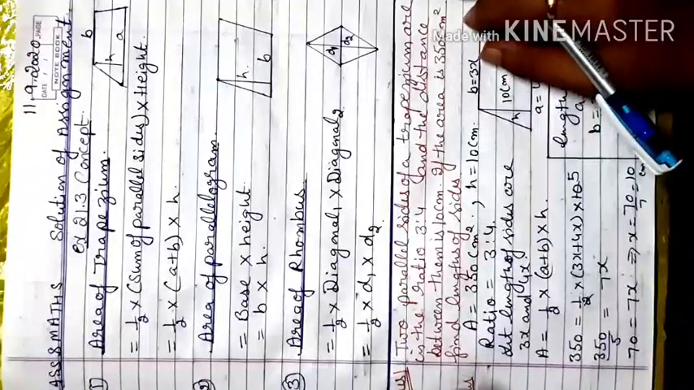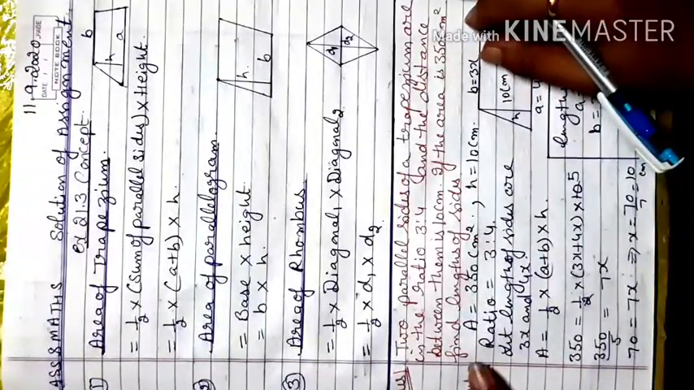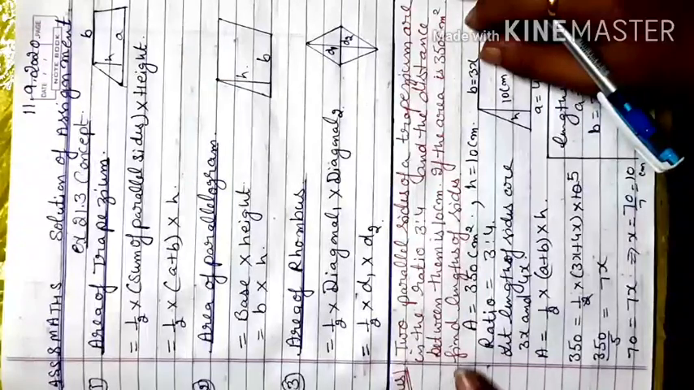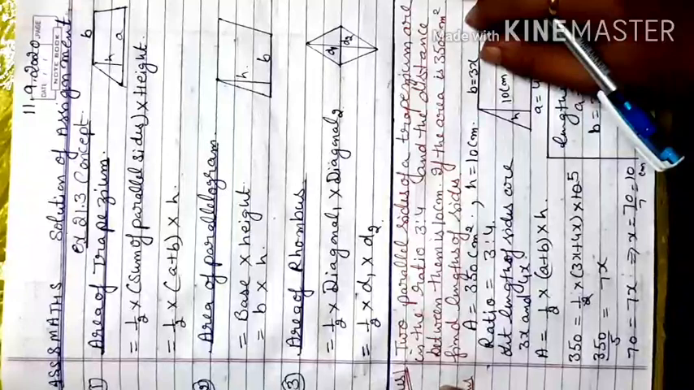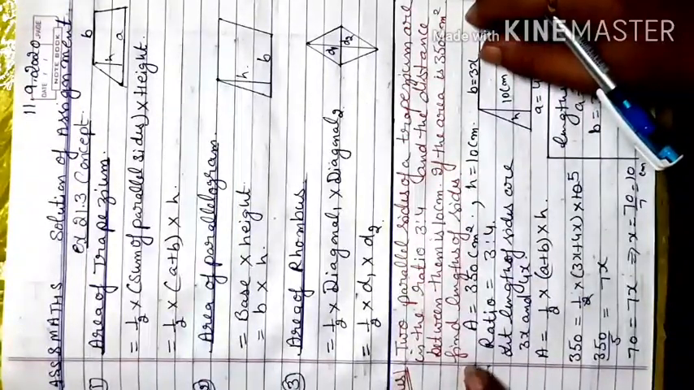These are forms of quadrilateral. A quadrilateral is a closed figure with four straight lines. So basically we are dealing with three quadrilaterals here: trapezium, parallelogram and rhombus.